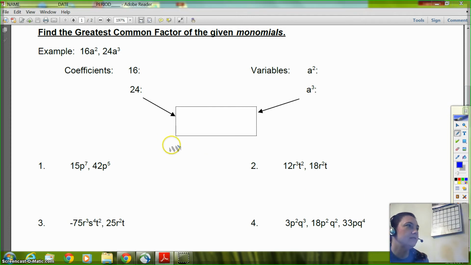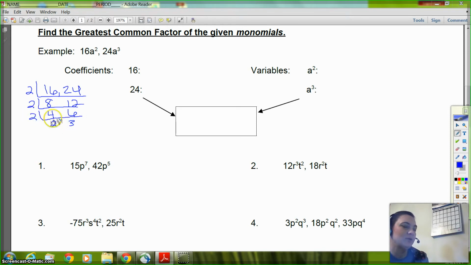Okay, find the greatest common factor of the given monomials. So if I take 16 and 24, I'm going to take my coefficients and use my ladder method. I'm going to divide by 2. I get 8 and 12. I'm going to divide by 2 again, and I get 4 and 6, and I'm going to divide by 2 again, and I get 2 and 3. I keep dividing by 2 until I can't divide by that number any further.